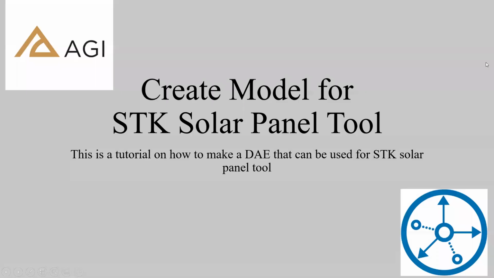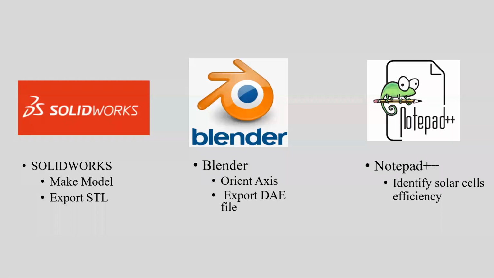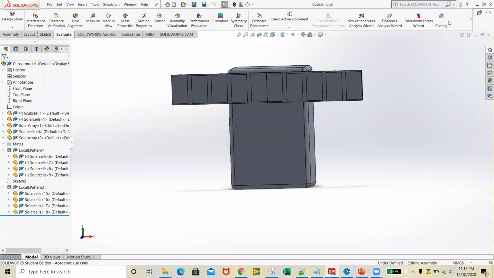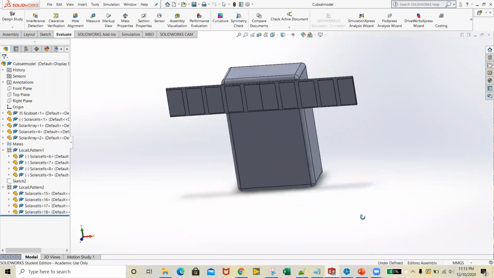Okay, today I'm going to go over how to create a model for the STK solar panel tool. For this, we're going to use SOLIDWORKS, Blender, and Notepad++. We start out in SOLIDWORKS.